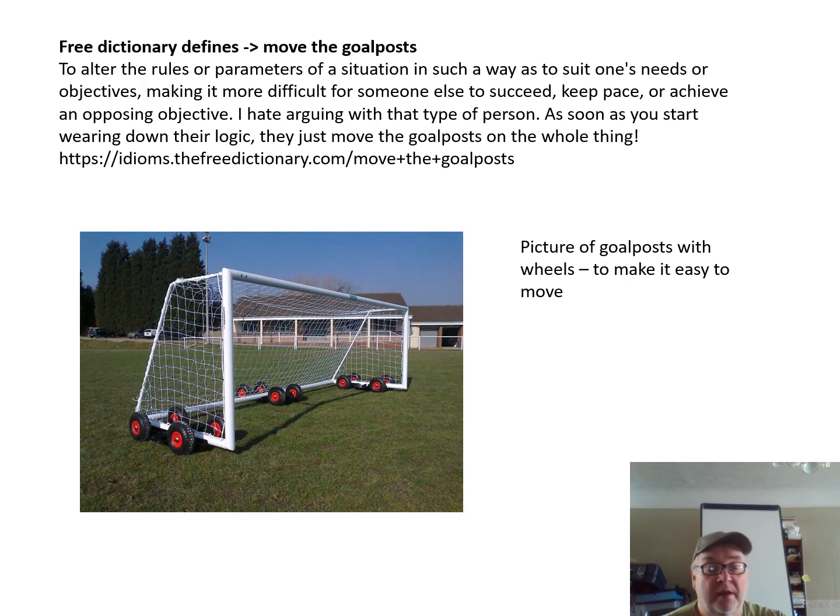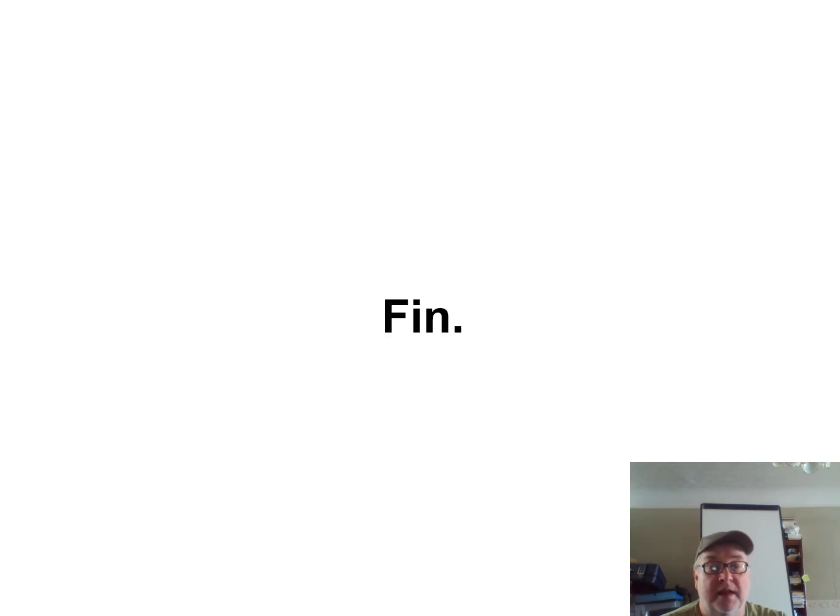And of course the physicists don't really appreciate that that's what they're doing. They're just moving goalposts. That's the end. Thank you. The end.